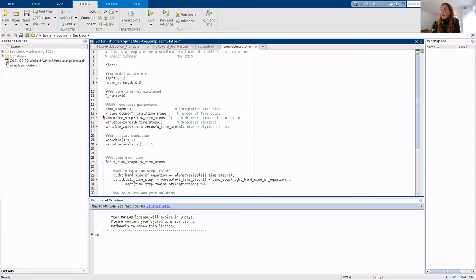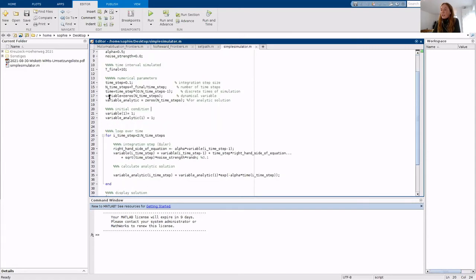For plotting, we want to know what time this actually is, and then we have the variable, which is our state x. I also calculate the analytic solution because we know that this is the exponential function, so we can compare them later in the plot. The initial condition for both the numeric and the analytic solution is 1. And then this is the iteration we do.